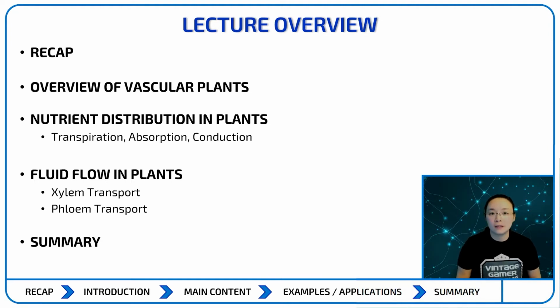The next thing we want to go through is a definition of what a vascular plant is. Basically, there's vascular and non-vascular, and it would be good to know the difference between the two of them. Then we go through how nutrients and water are transported and distributed throughout the entire plant, whether it's from the soil to the leaves or from the leaves throughout the plant's body.